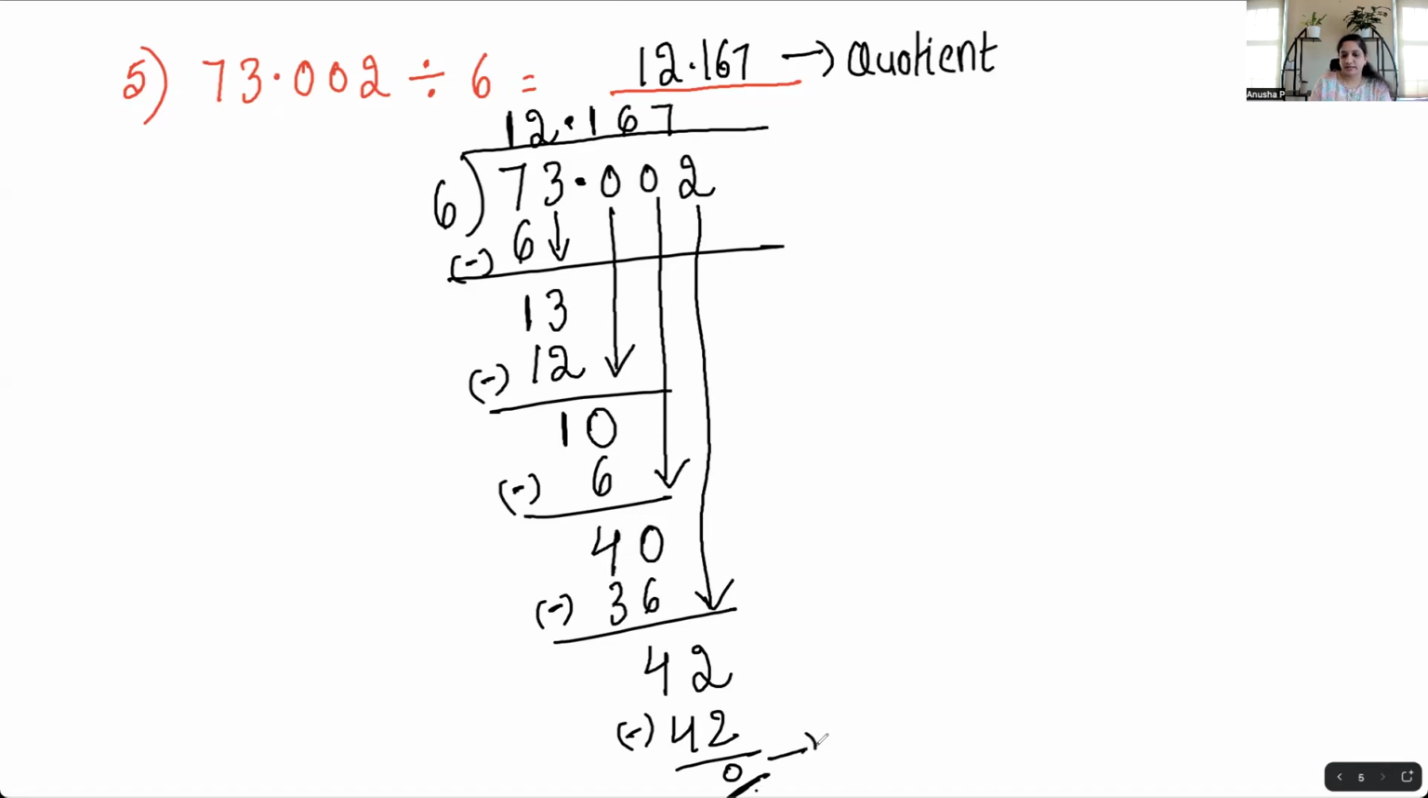And whatever the answer here, that is the remainder. And 73.002 is called the dividend. And 6 is the divisor.